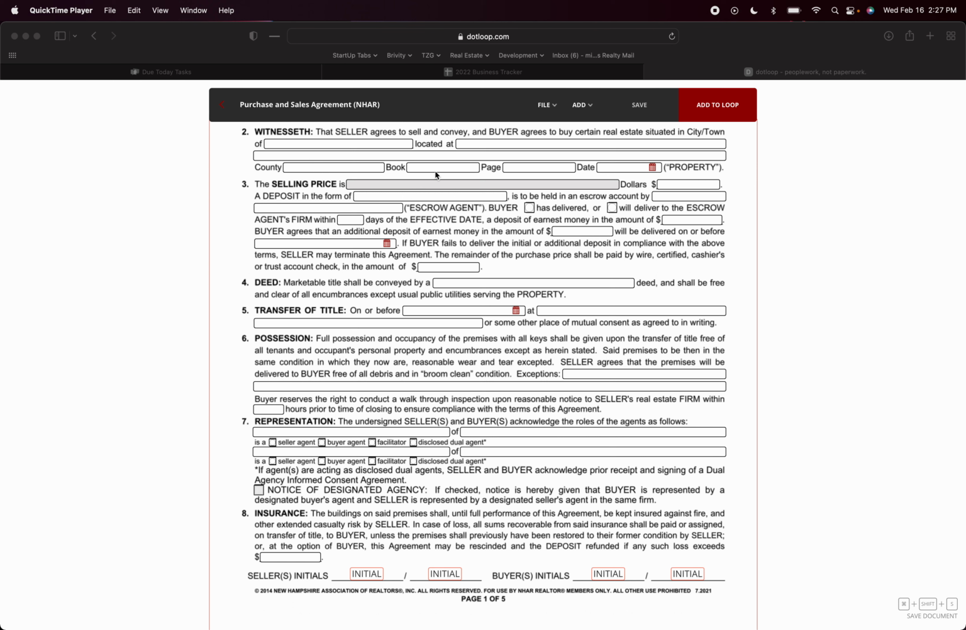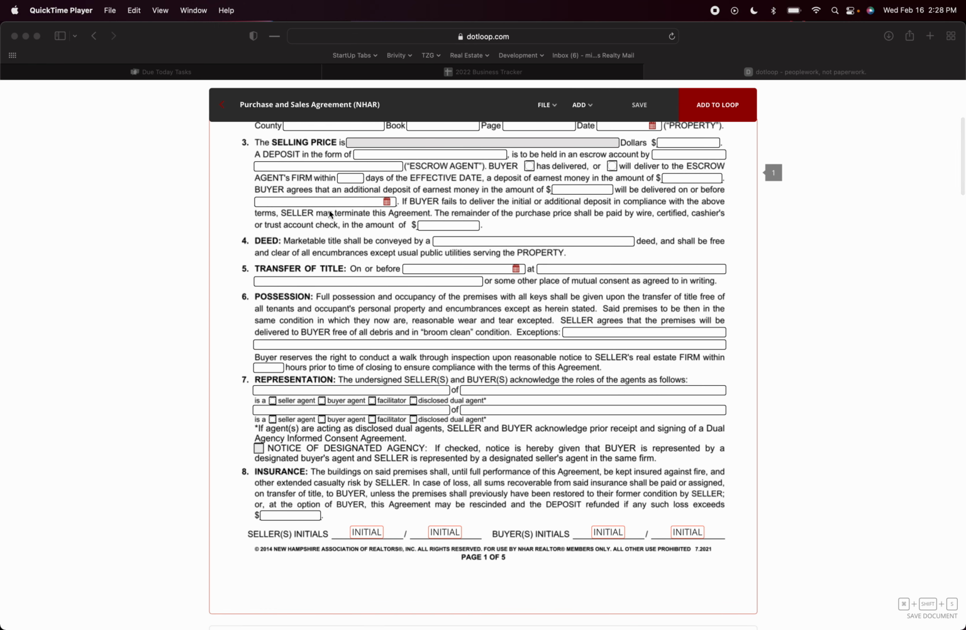And then right here, book, page, and date are going to be the current book, current page of the deed, and then the date that deed was recorded. All of this information should be on the deed. Frequently that is provided by the listing agent. If it's not, you should be able to also look it up in the registry of deeds if you need that.